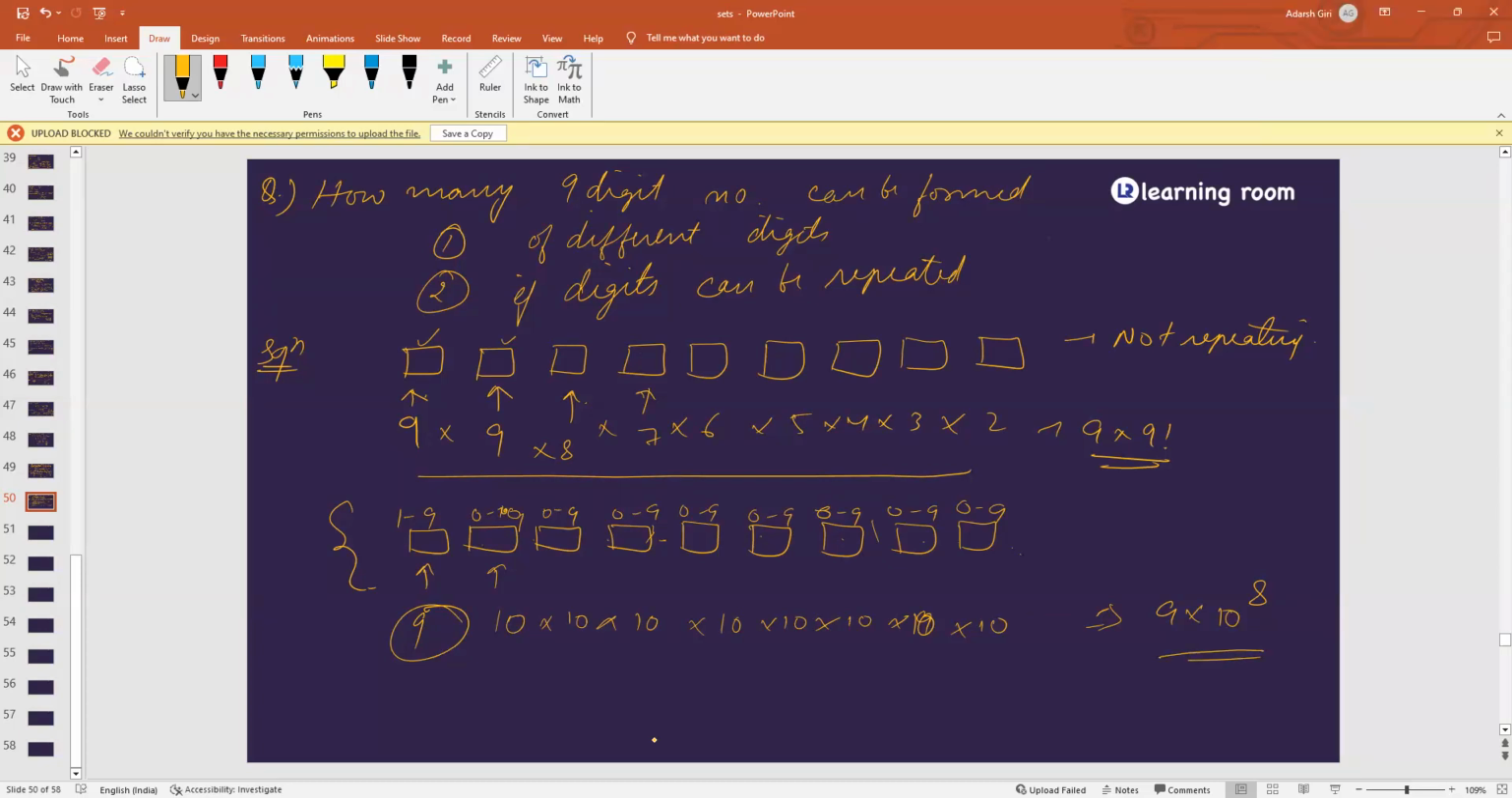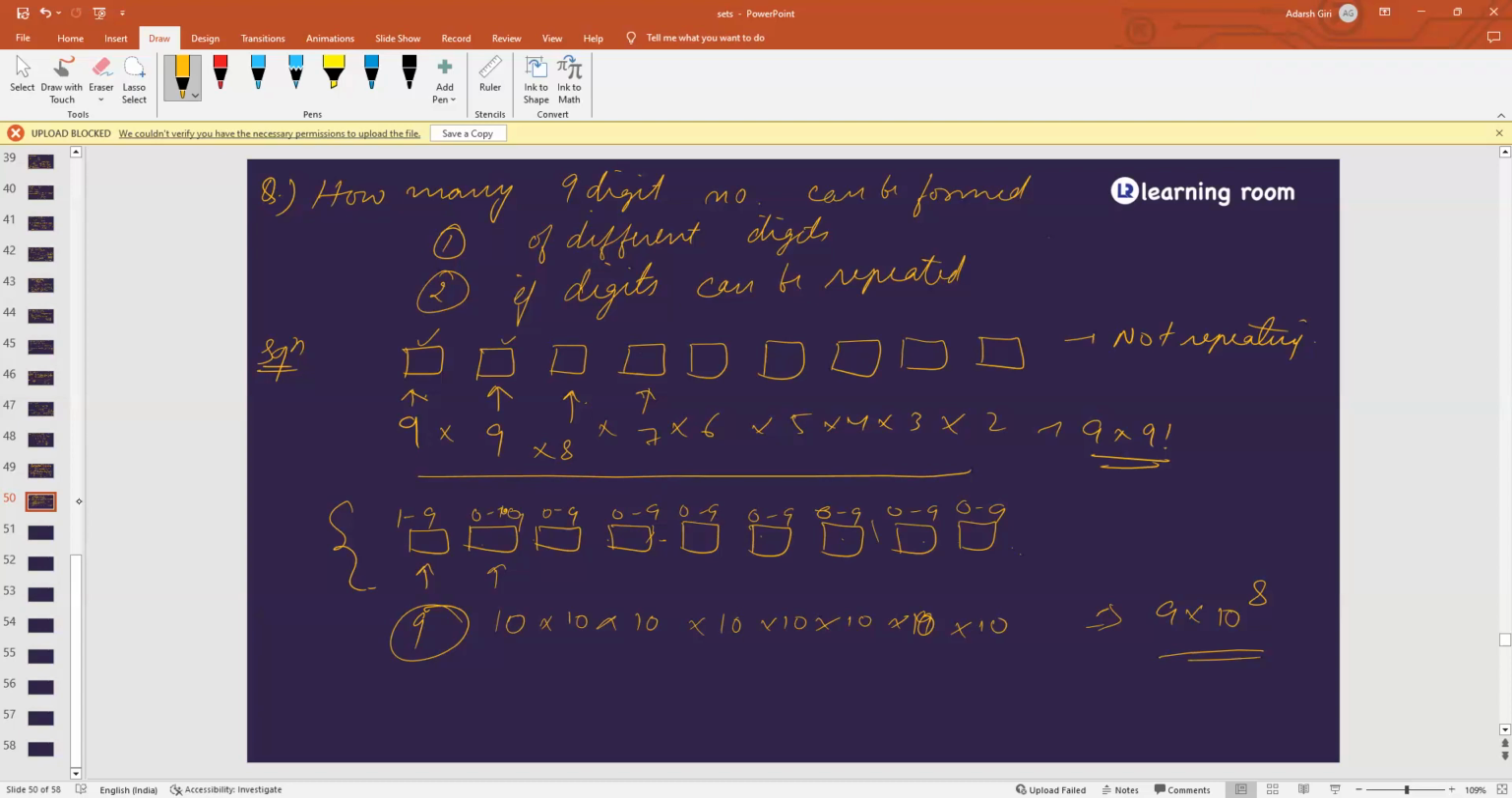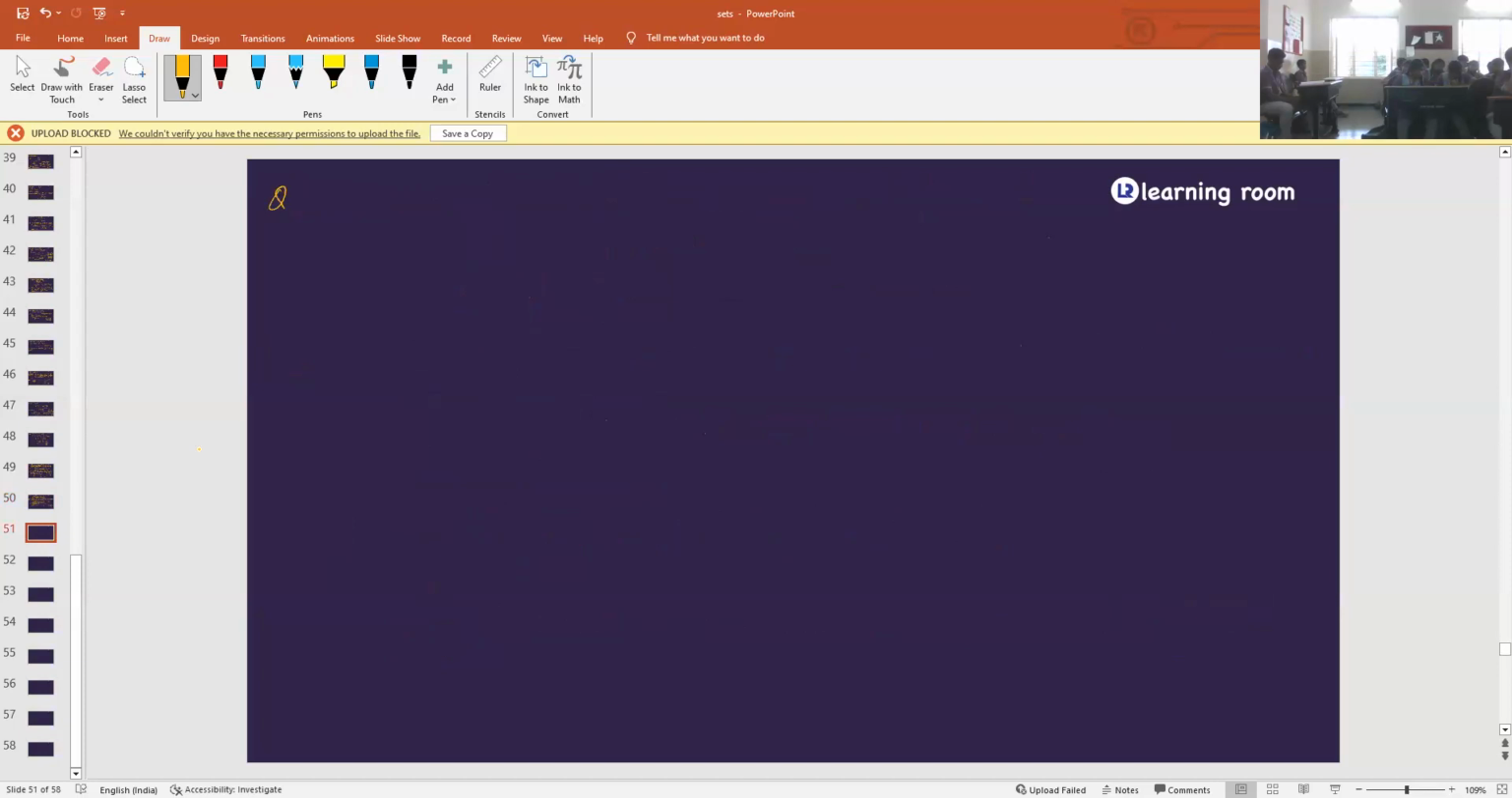Understood, everyone? Easy? So this becomes difficult, and this we can easily solve by permutation. Let me give you some more questions. Try to solve this.